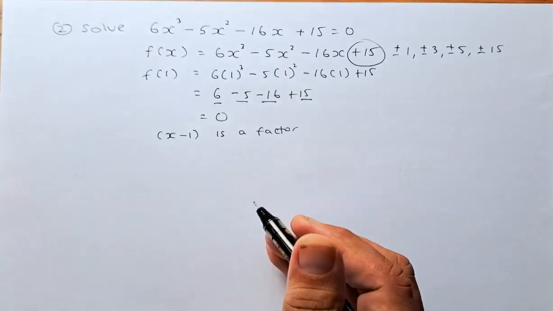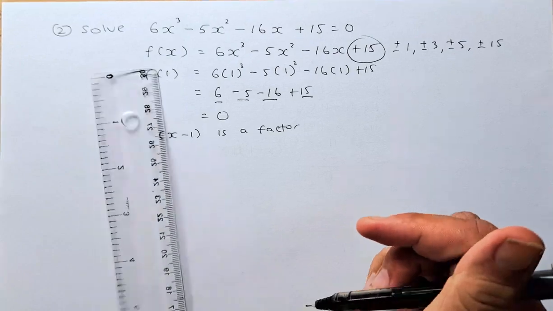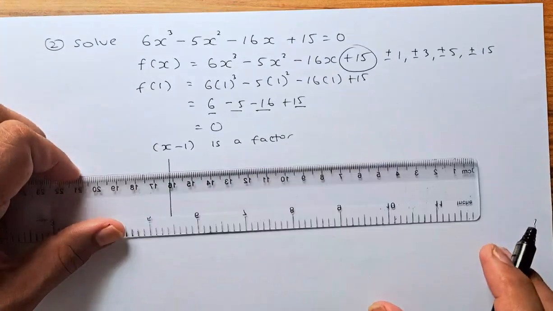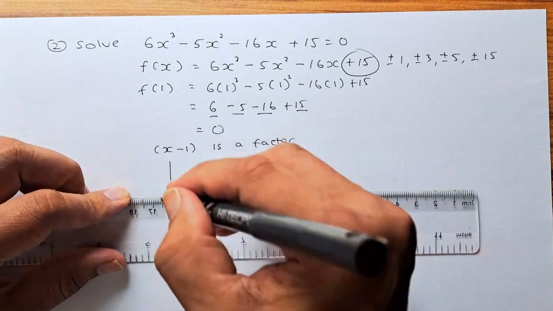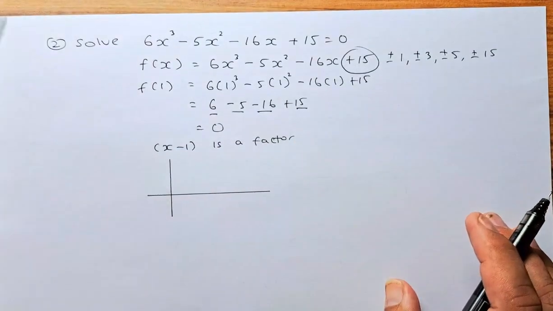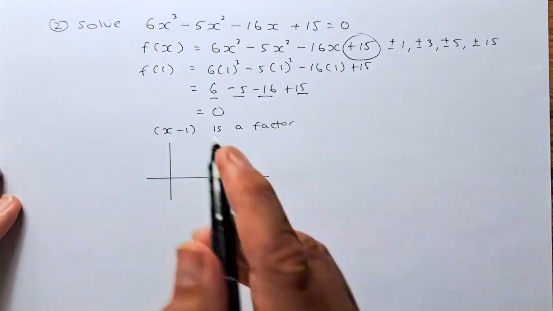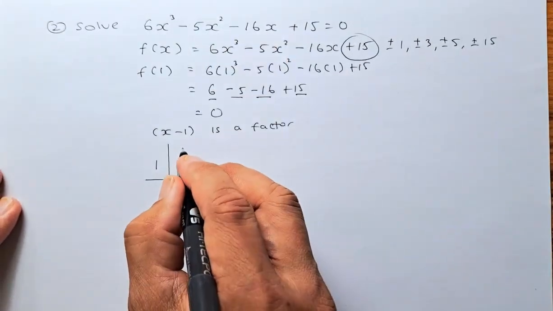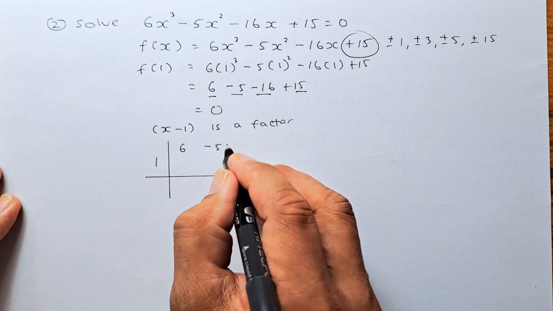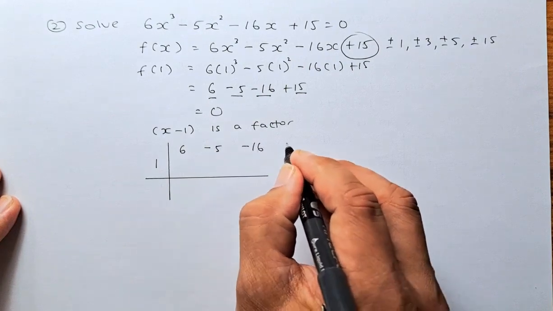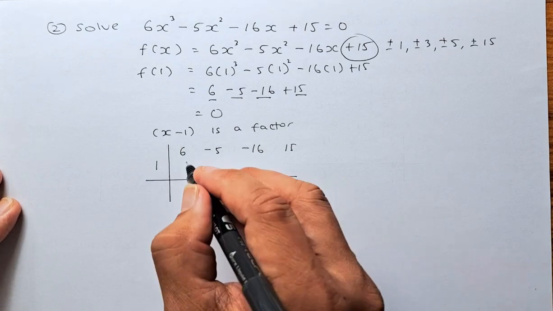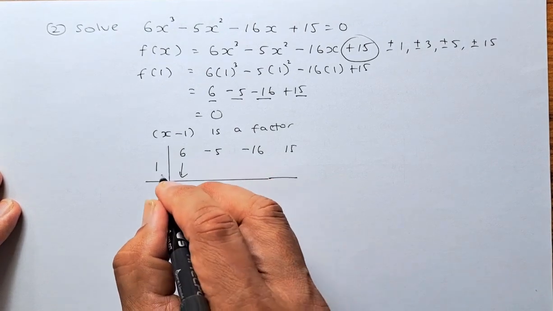And we're going to do the synthetic division again. For the synthetic division, you just need to draw a line and another line. So you're going to put 1, because 1 is a factor, so 1 here, and you're going to put the coefficients now: 6, minus 5, minus 16, and 15.